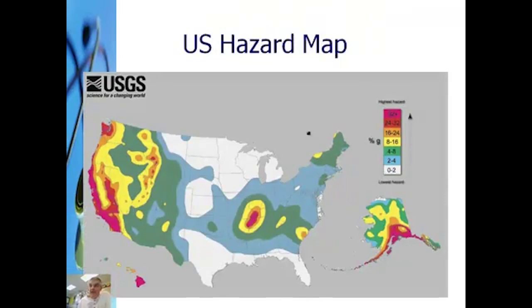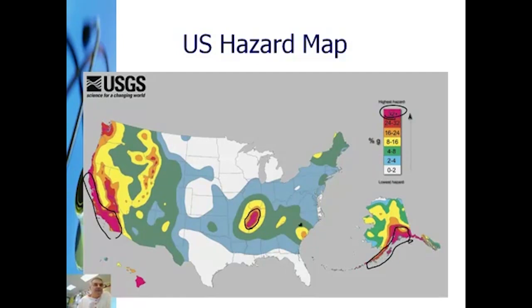Now, let's talk about the hazards in the United States. Where is it dangerous to live in the United States? The highest hazard, 32 plus, looks like we've got some California issues here. California and right in the middle of America, there's a big problem right here. We're going to talk about that in a minute. And then, of course, Alaska over here. That's where the biggest danger is.